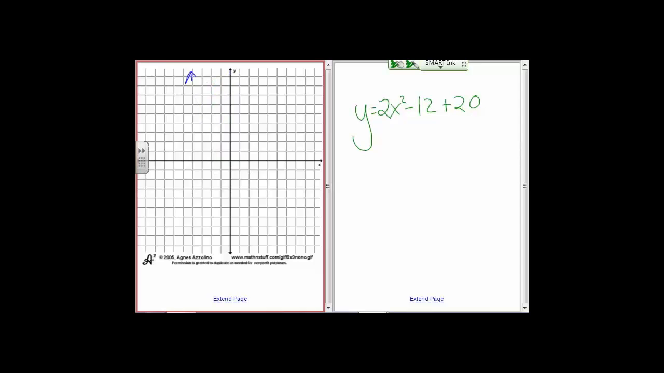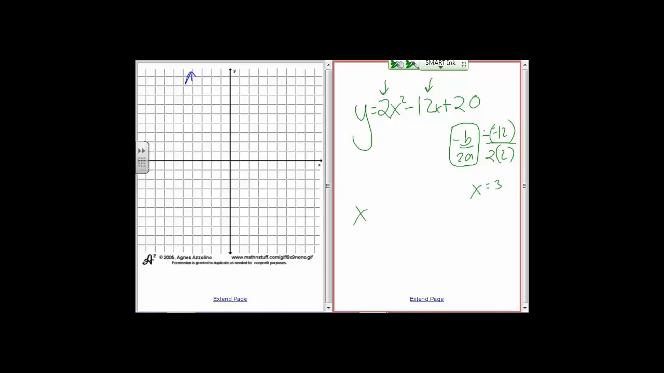Yes, number 17. Can you read it to me? y equals 2x squared minus 12x plus 20. Okay, 12x. Thank you. So axis of symmetry is going to be -b over 2a. So I'm going to end up with the negative of -12 over 2 times 2. You distribute that in and you get positive 12 over 4, so the axis of symmetry is 3.